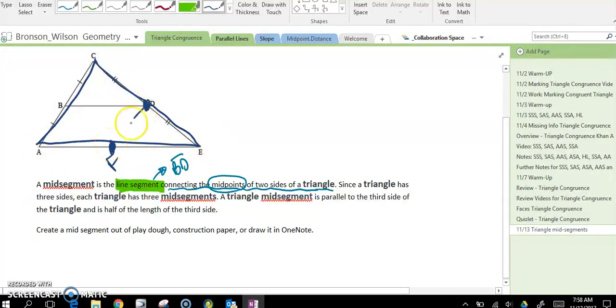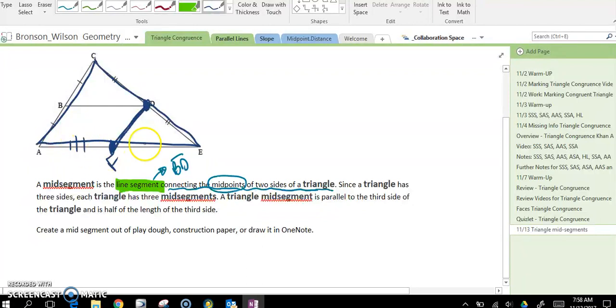Now we're going to connect those midpoints. Okay, all I'm doing is connecting midpoints, right? The midpoints of side CE and the midpoint of side AE. And my midpoints now are DF. So that line segment or midsegment is now FD.